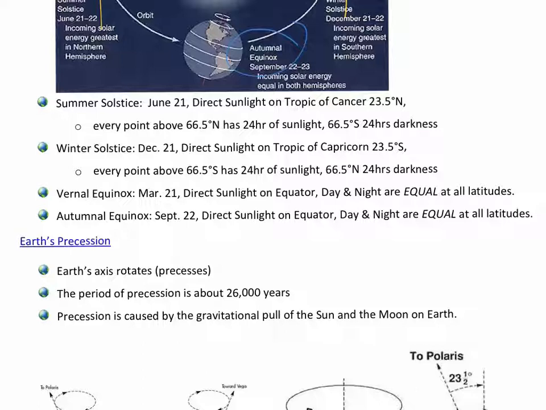So, as you read it down, you're seeing that on the summer solstice, June 21st, the most direct angle of insolation, or 90 degrees of insolation, strikes the Tropic of Cancer, 23.5 degrees north. Every point above 66.5 degrees north would have 24 hours of sunlight, and any point below 66.5 degrees south would have 24 hours of darkness.